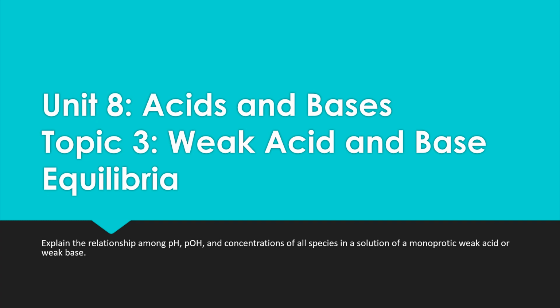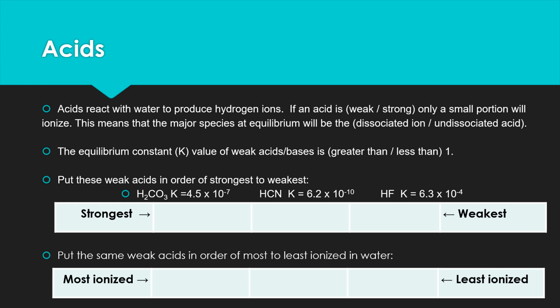Okay, today we're going to continue with Unit 8 on acids and bases with Topic 3 looking at weak acid and base equilibria. So we will explain the relationship among pH and pOH and the concentrations of the species in solution of monoprotic weak acid or weak bases. So let's start with acids.